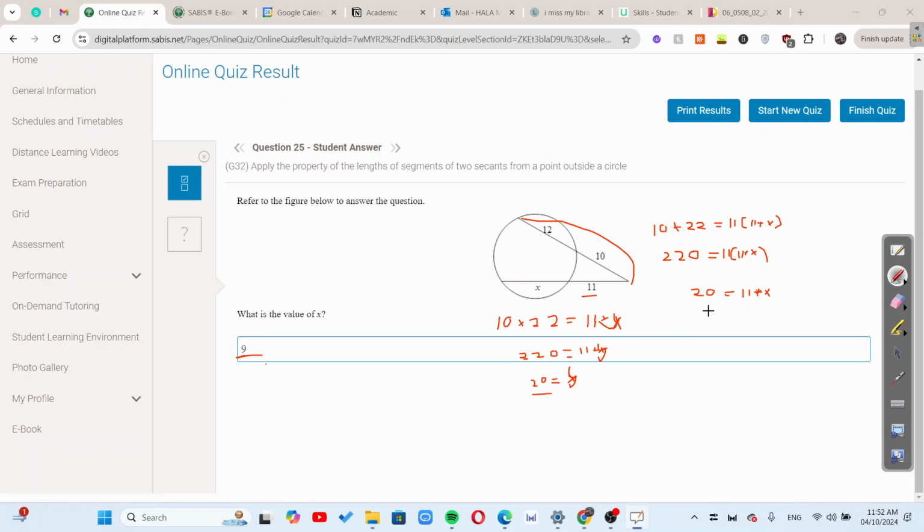I personally would say do it this way because you can never get it wrong, or you're never going to forget to subtract by 11 if you do it this way. If they're asking you for the whole line, do it this way. If they're asking you for only the bigger part of the secant that isn't on the outside, do it this way. So yeah.